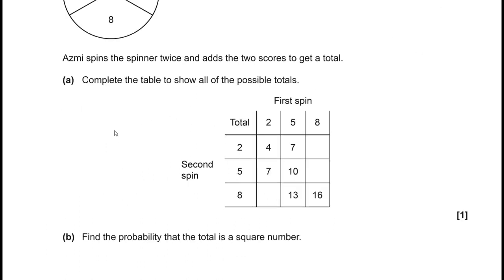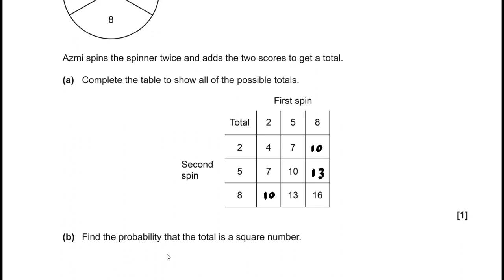For part A, we have to complete the table to show all of the possible totals. 2 plus 2 is 4, 2 plus 5 is 7, 2 plus 8, that's 10, 5 plus 2 is 7, 5 plus 5 is 10, 5 plus 8 is 13, 8 plus 2 is 10, 8 plus 5 is 13, 8 plus 8 is 16.